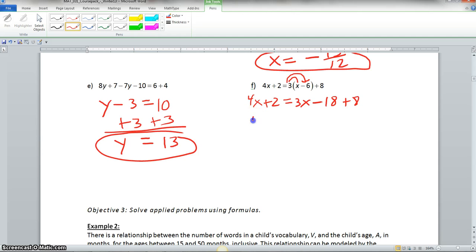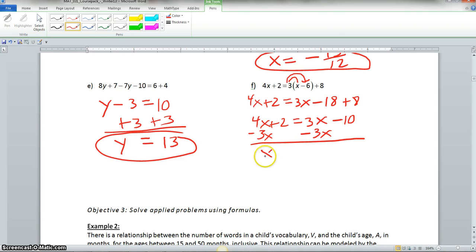Now we try and combine like terms. We only have like terms on the right side. We'll bring down our 3x, and a minus 18 plus 8 will give us a minus 10. Now, we need to get all the x's on one side and all the numbers on the other. So I'm going to choose to move the x to the left side. We could move it to the right, but I'm choosing to move it to the left. So I'm going to subtract 3x on both sides.